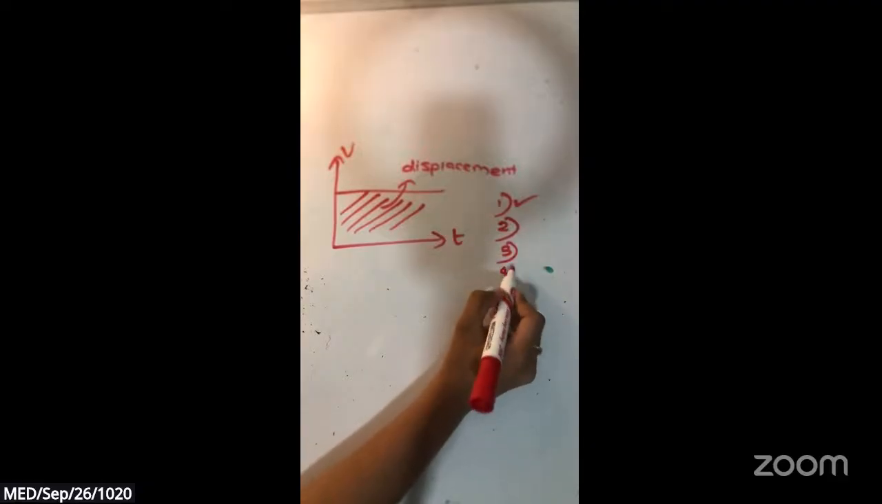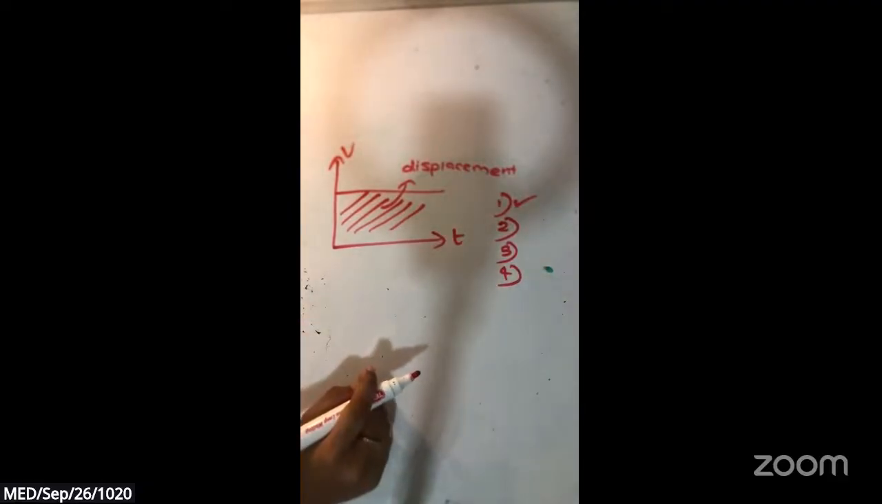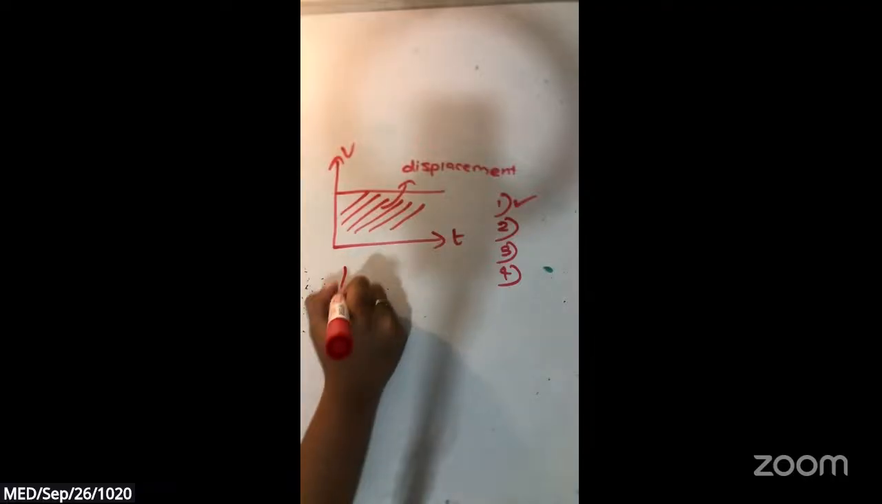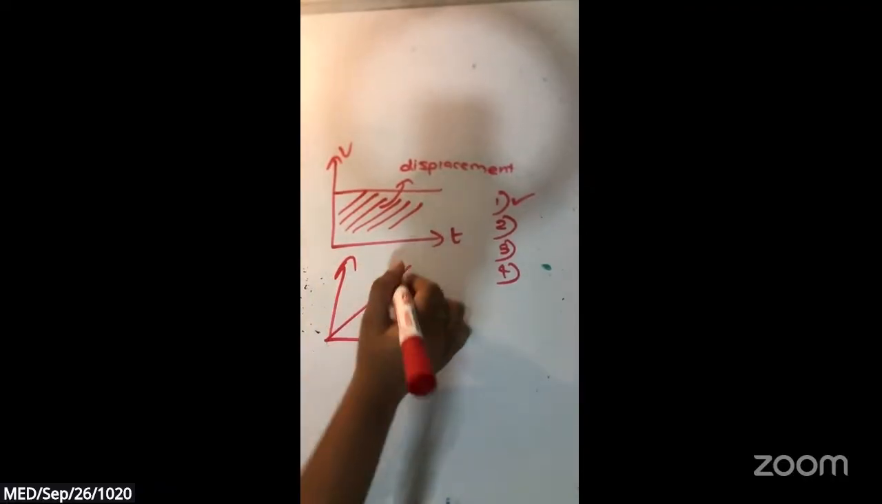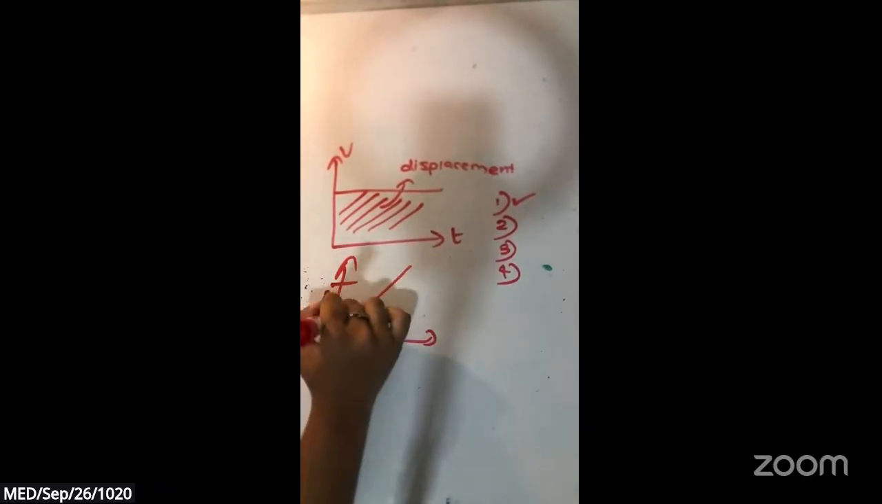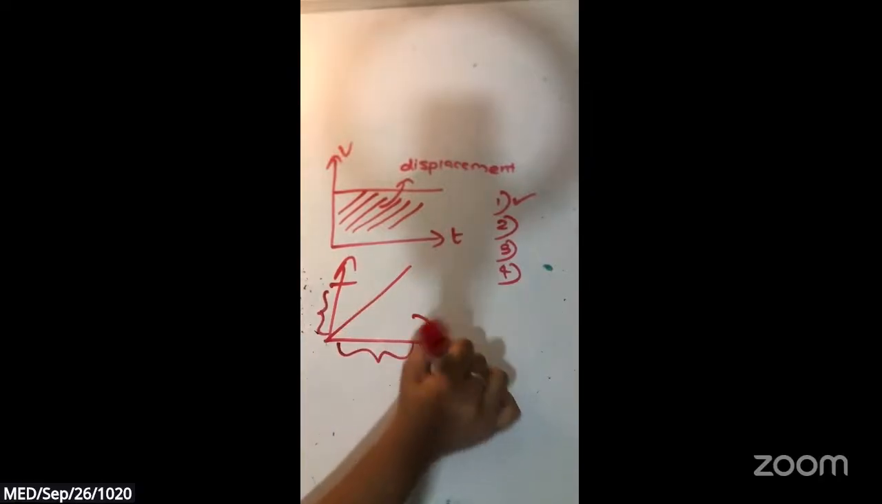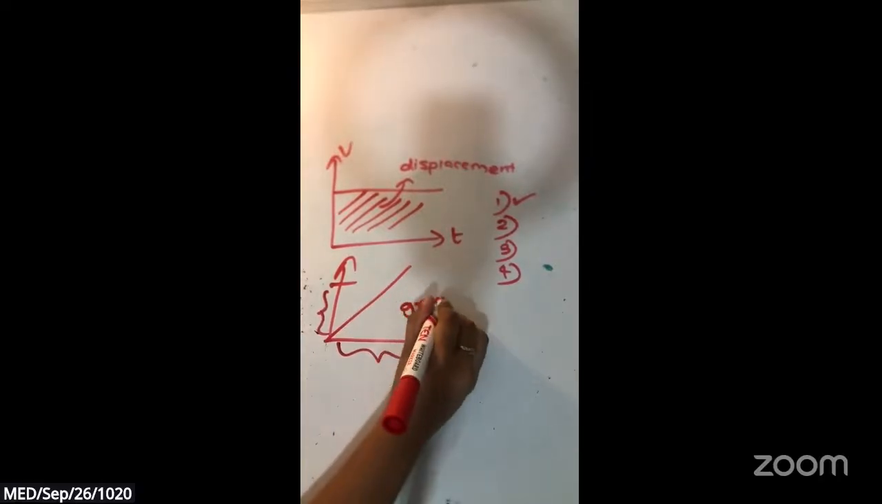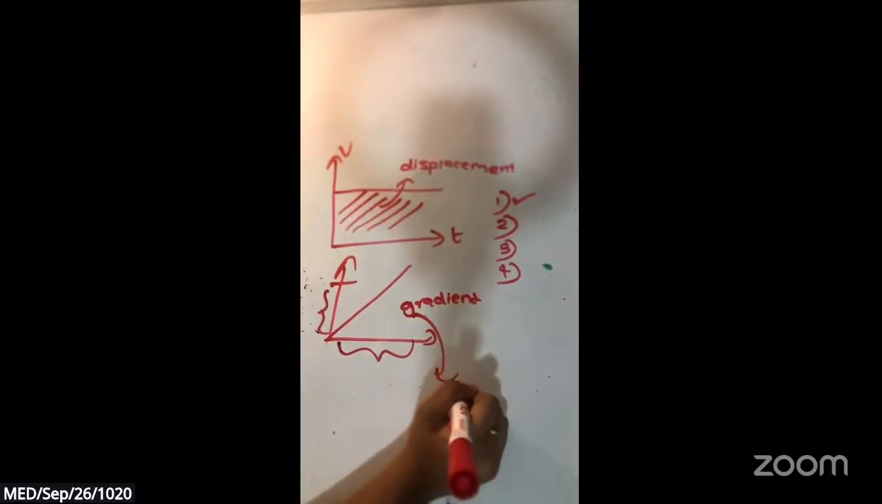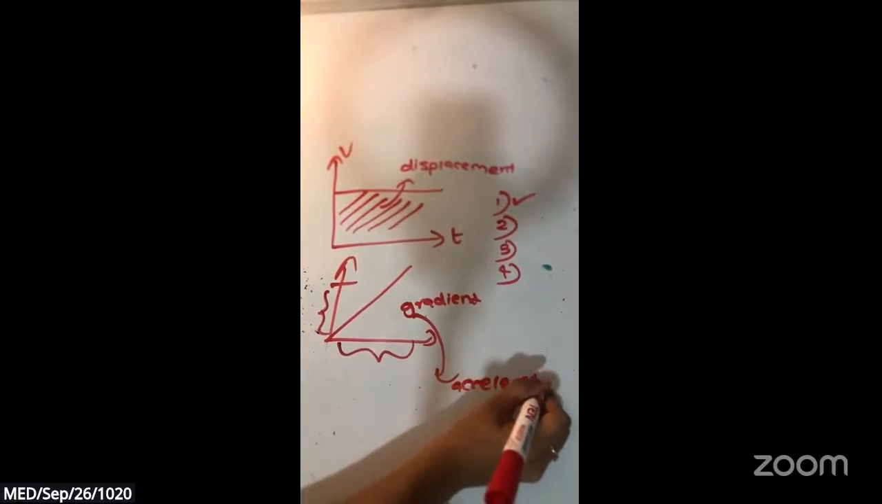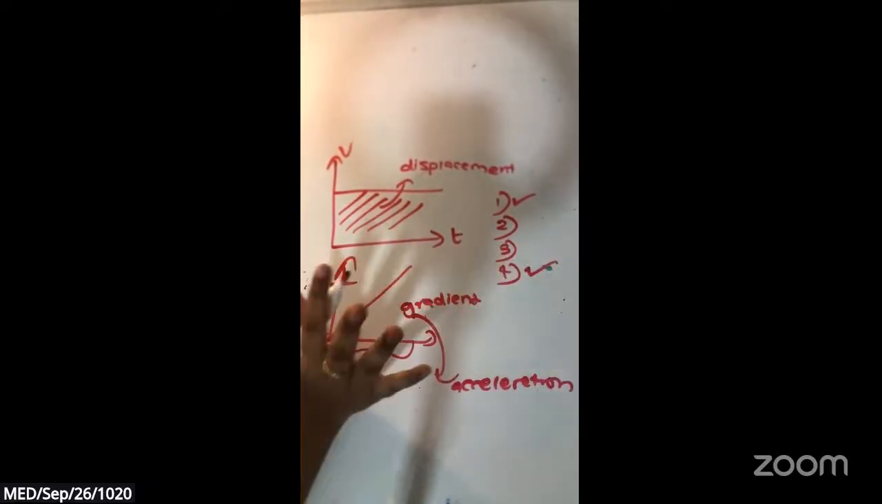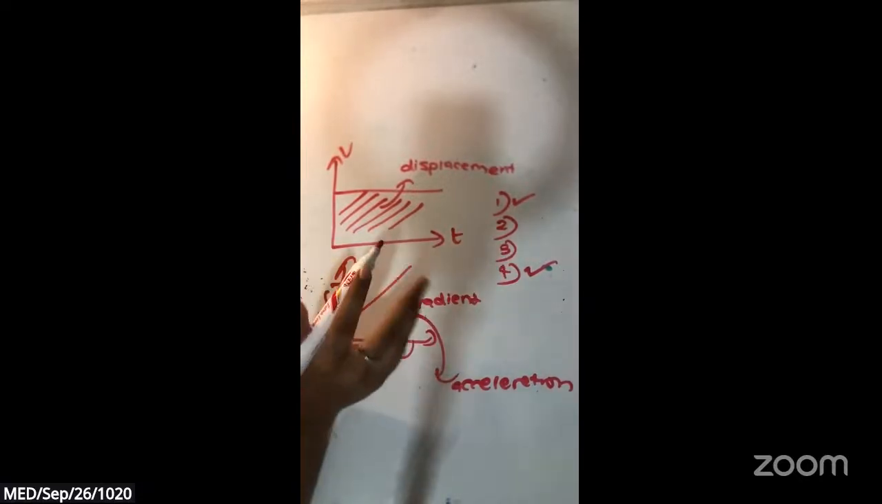Let me go to the fourth one. The gradient of the graph gives the acceleration or deceleration. Didn't I tell you that? If a velocity time graph is like this, the y-axis is different and the x-axis is different, and the gradient is going to give you the acceleration. So that is correct. Fourth one also correct. So second and third only are a bit doubtful to us.